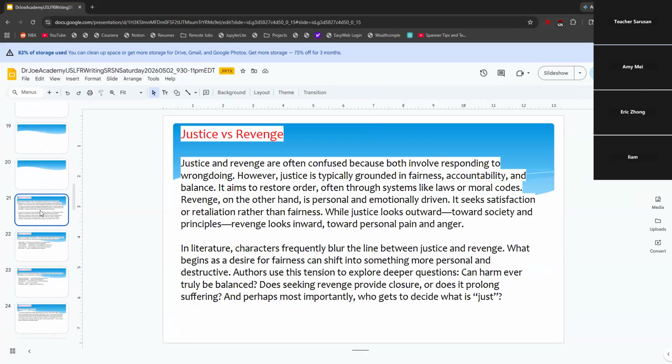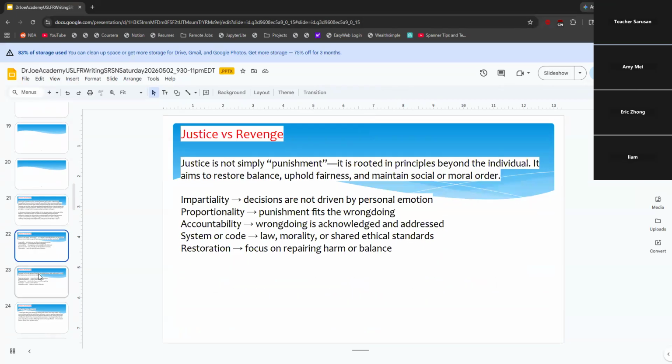I don't know if we have enough time for the second question. Let's move on to our lesson plan. If you guys remember, we're doing the theme of justice versus revenge, and we broke down each of these words. Real quick, let's just have a little refresh. Let's read these slides. Liam, can you read this slide for us, please?